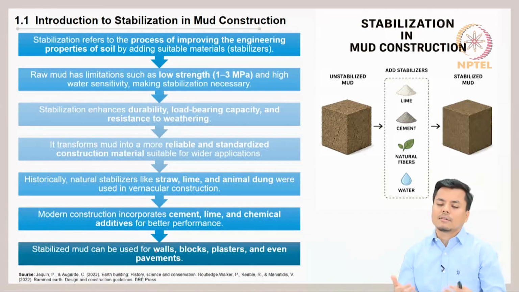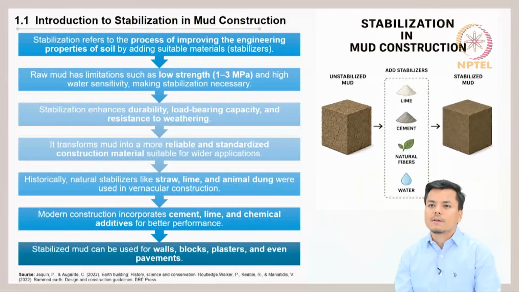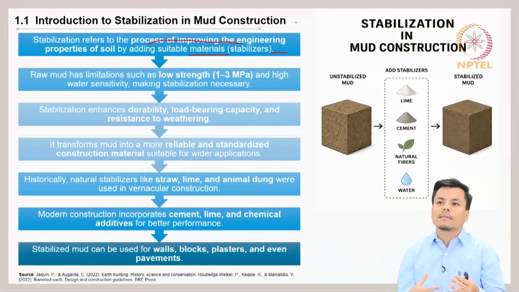So, now let us start with the content of this particular presentation. As I mentioned earlier, we will be discussing more on the stabilization technique that is adopted for earth based construction. Here, stabilization means a process of improving the engineering properties of soil by adding suitable materials like stabilizers. It is a method by which we add certain material in the soil so that the quality or the property of the soil is improved. So, the material that we add in the soil is known as stabilizer, and the entire process is known as stabilization. So, this is the basic definition of stabilization and stabilizers.